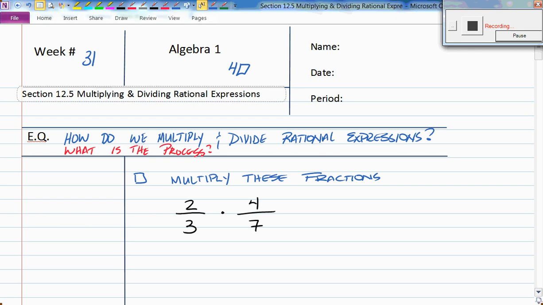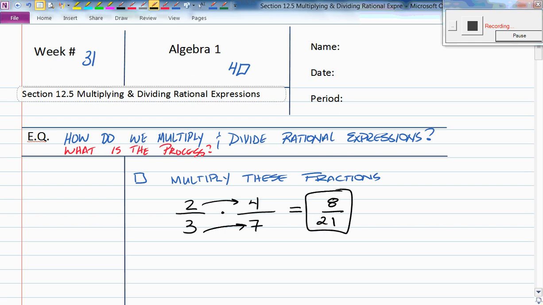Sasha, what did you come up with? So, how do we multiply fractions? If you're multiplying two fractions, what do you do? You multiply straight across. What's 4 times 2? Very good. Bottom one, what do we get? Yeah, 8/21. Now, can we reduce or simplify that fraction anymore?